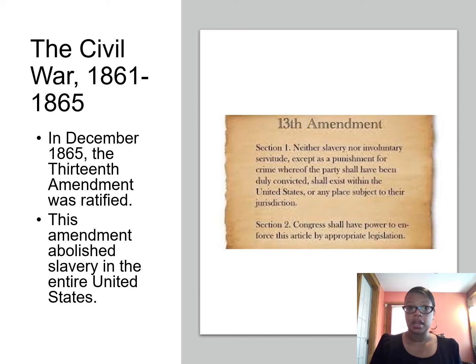So the 13th Amendment states that neither slavery nor involuntary servitude, except as a punishment for crime whereof the party shall have been duly convicted, shall exist within the United States or any place subject to their jurisdiction. Congress shall have the power to enforce this article by appropriate legislation. So this 13th Amendment is passed shortly after the war ends, shortly after Lincoln's assassination, and formally abolished slavery in the United States.